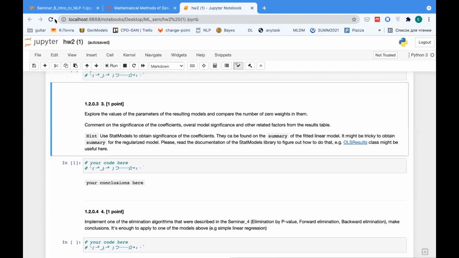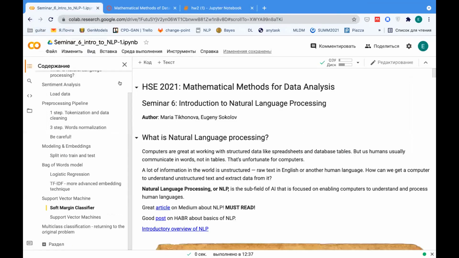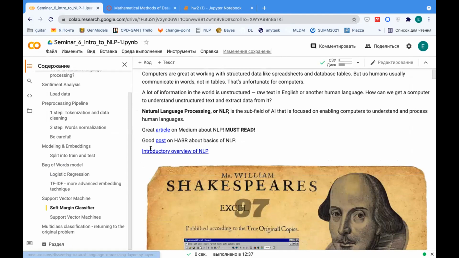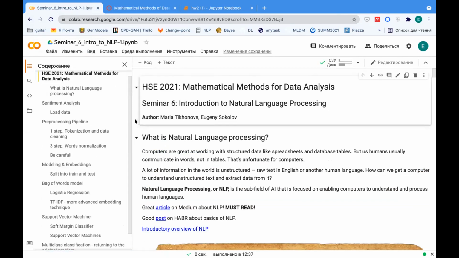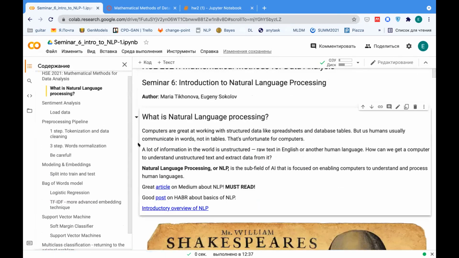Let's then go back to the seminar, I guess. So today we'll discuss classification again, but today we'll try at first classification of texts, and then we will go to multi-class classification and SVM. But at first we'll discuss processing of texts. So I guess it's a rather fun topic.